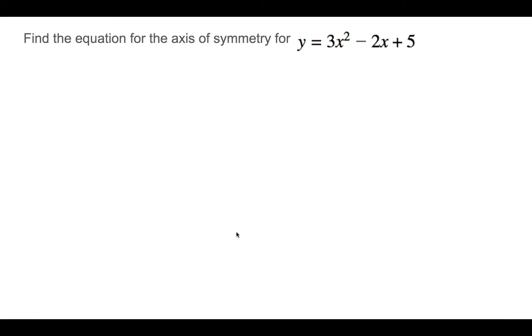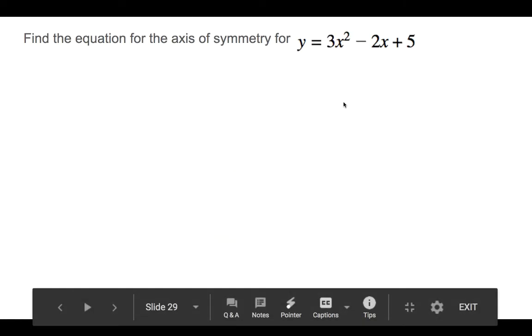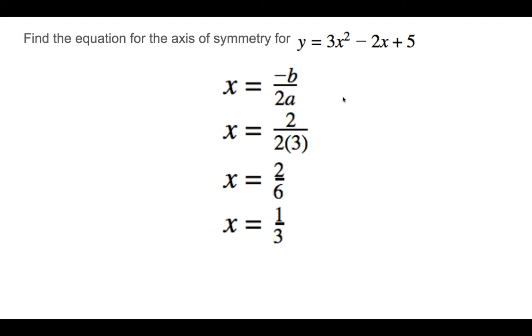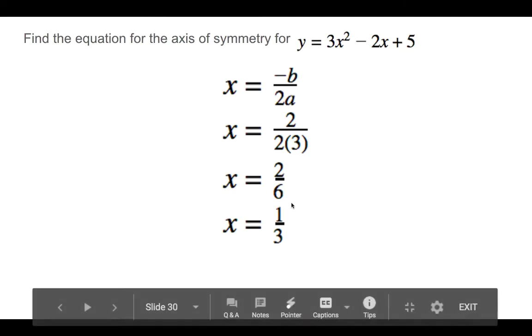All right, let's go ahead and try another one. See if you can find the equation for the axis of symmetry for this one. And here's the work. Once again, we get an equation, x equals, this is the equation for the axis of symmetry, x equals 1/3.